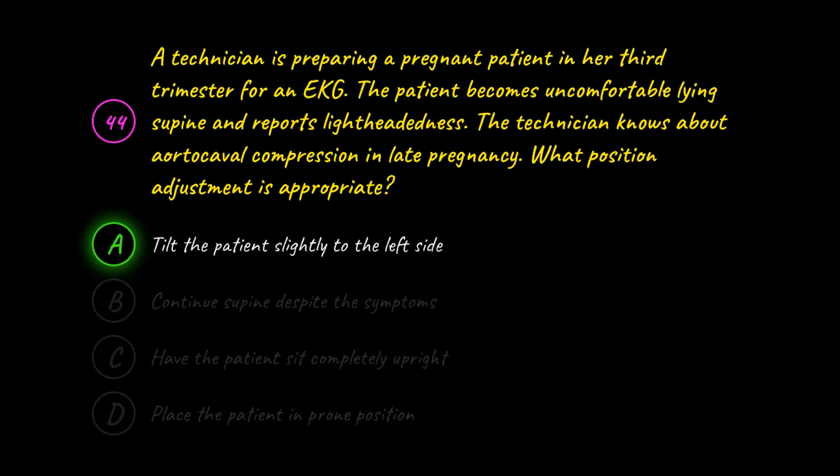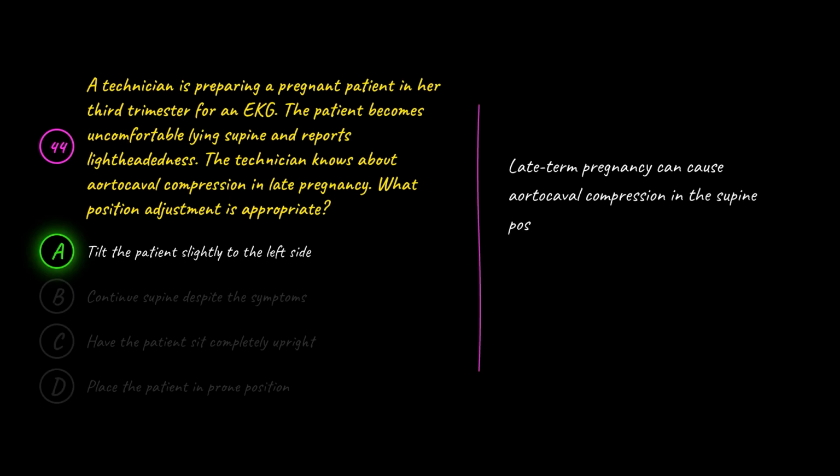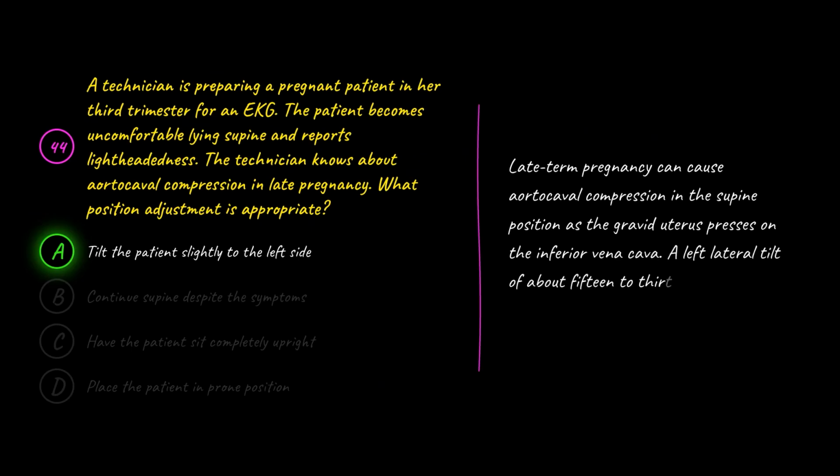The correct answer is A. Tilt the patient slightly to the left side. A is correct because late-term pregnancy can cause aortocaval compression in the supine position as the gravid uterus presses on the inferior vena cava. A left lateral tilt of about 15 to 30 degrees relieves the pressure and restores venous return.